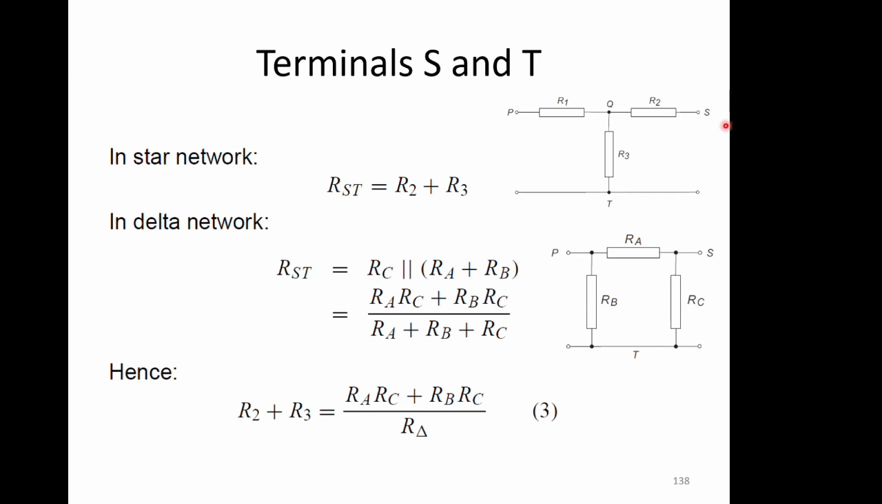for terminals S and T. So we've got R_ST equals R_23, and you get the general idea now. ST, the current can go through here, and then it has to go through these two as well. So these two are in series, but they're also in parallel with this one, and that gives us the third equation.